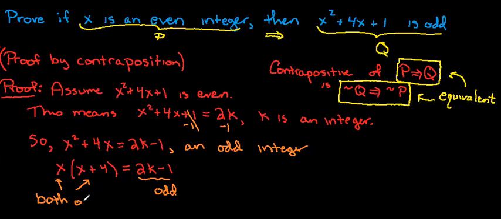So that means both these factors on the left are odd, and that gives us exactly our desired conclusion, so we can conclude, therefore, x must be odd.